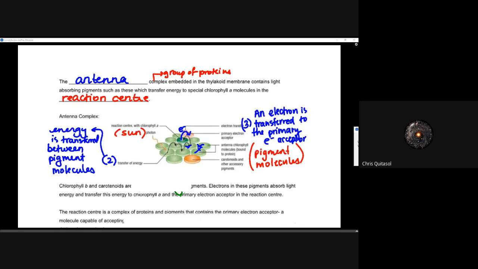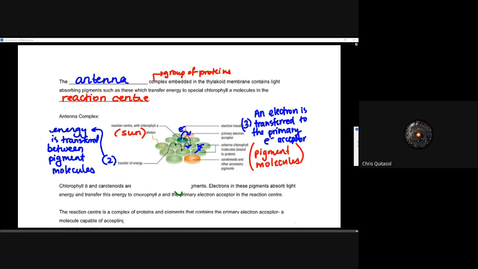The first step is that an electron is received. That electron is received from the sun, and it's contained in one of those chlorophyll pigments that we'll talk more about specifically. Then that energy is transferred between pigment molecules. You'll see it bouncing around on each of those stacks, so to speak. It's going to bounce around until it is transferred to that primary electron acceptor, or that very specific pigment a molecule in the reaction center.